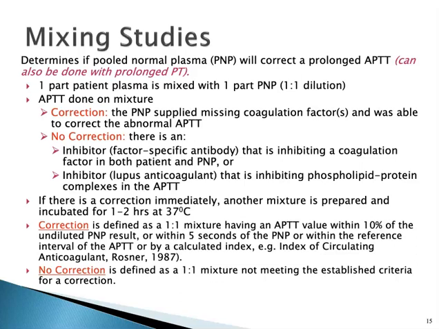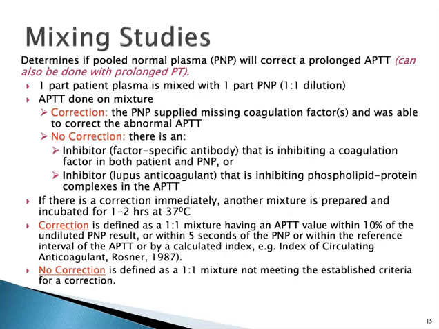of the APTT. If there is a correction immediately, another mixture is prepared and incubated for about 1 to 2 hours at 37 degrees Celsius. And then you run that mixture again for the APTT. After incubation, if you see a correction, then we have a different type of scenario. If you don't see a correction, then we have a different type of scenario as well. And I'm going to go through those cases. I have 3 different scenarios for mixing study in the subsequent slides.